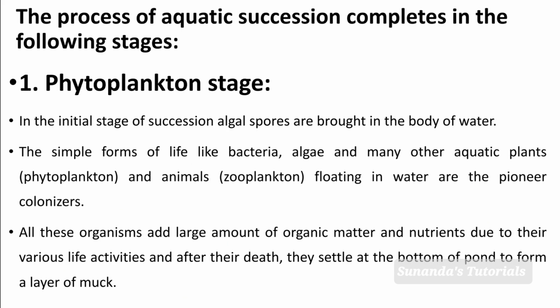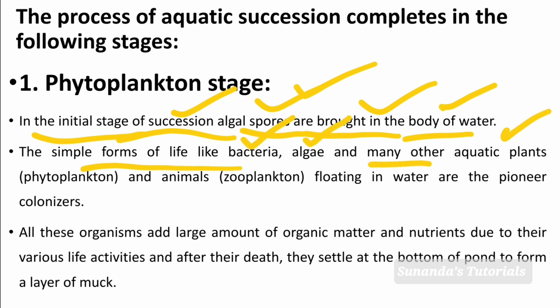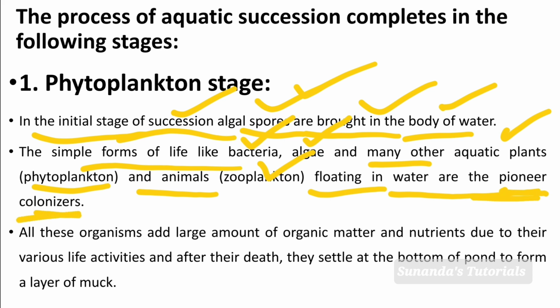The process of aquatic succession or hydrosere completes in the following stages. The first stage is the phytoplankton stage. In the initial stage of succession, algal spores are brought in the body of the water. The simple forms of life, that is bacteria, algae and many other aquatic plants, that is phytoplankton, or animals, that is zooplankton, floating in water are the pioneer colonizers.